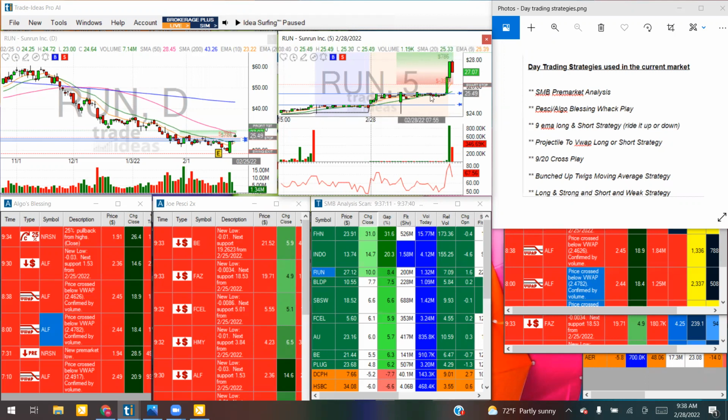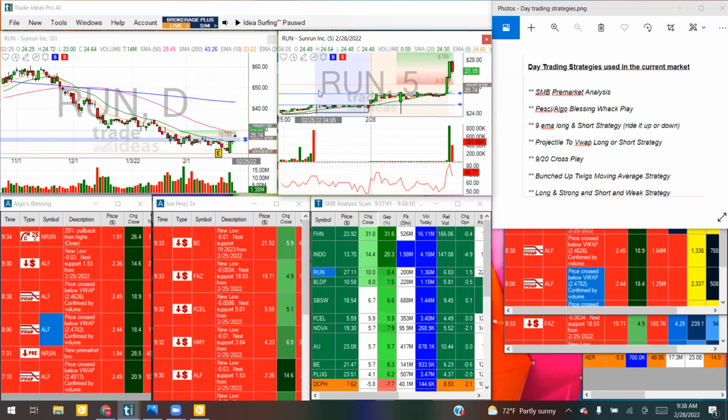And if you go all the way across, remember, right? Look at that nice little bump. Nice little bump on RUN, on Sunrun. So Sunrun is an example of how these things can pop.